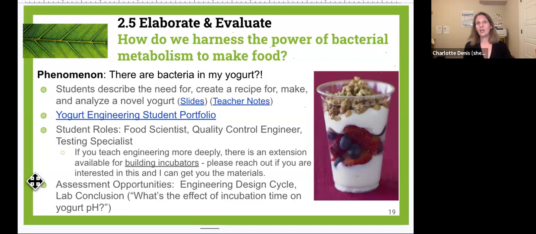And then the way that we tie in respiration is that we use the respiration pathway of the bacteria, which is, of course, the fermentation pathway. So that's how we bring in the respiration standard, by having them write about fermentation. And then, of course, they do the fermentation, or allow the bacteria to do the fermentation.